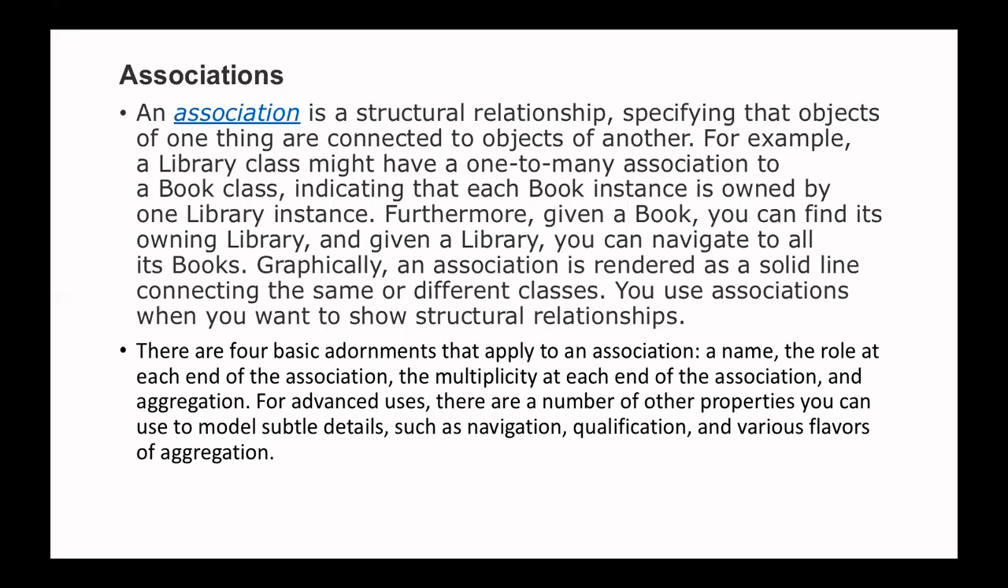You use associations when you want to show a structural relationship. There are four basic adornments that apply to an association: a name, the role at each end of the association, the multiplicity at each end of the association, and aggregation. For advanced uses, there are a number of other properties you can use to model subtle details such as navigation, qualification, and various flavors of aggregation.